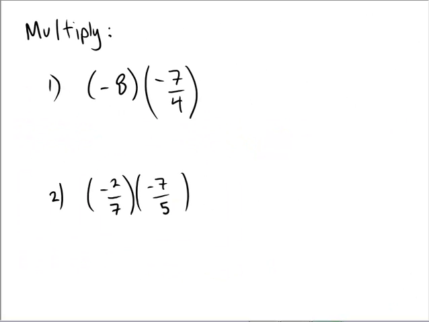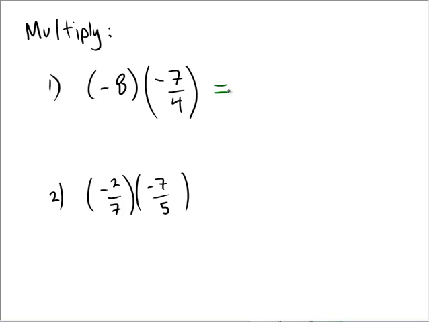Signed fractions. -8 times -7/4. Okay, I guess not technically all fractions, but definitely rational numbers. To begin with, this is going to be a negative number times a negative number, so our end result would be definitely a positive number. A negative times a negative is always positive.